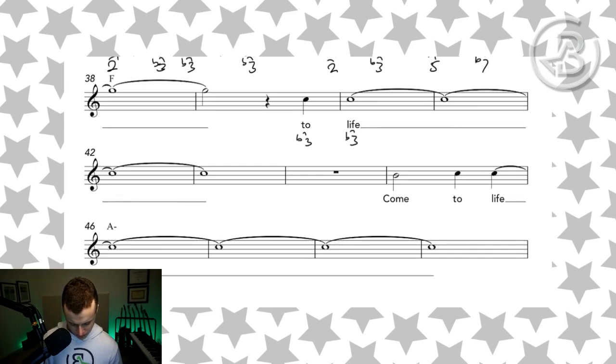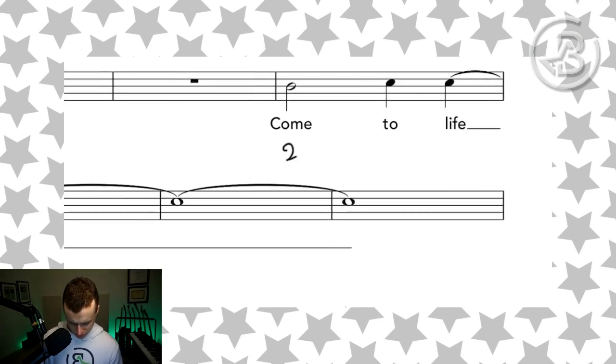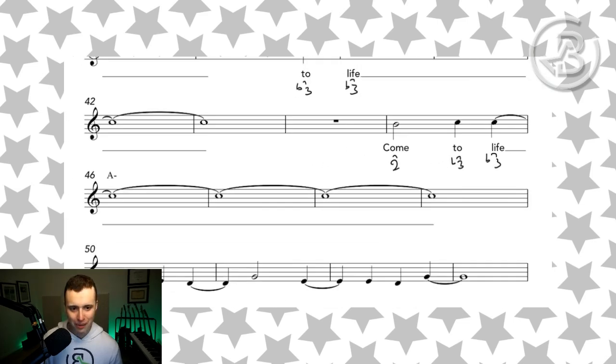It's acting like a major melody, and then come to life. See how it's even ending on that C? But here's the thing. What happens right after we hit that C is we go to A minor. Whoa. So it's basically like a minor sandwich. You have minor before, minor after.